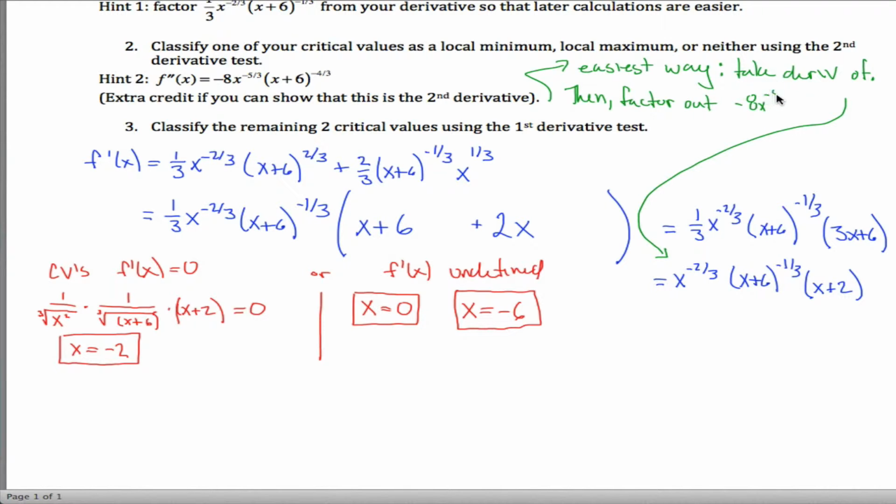-8x to the -5/3 times x plus 6 to the -4/3. Wait, factor that out. What are you talking about? All right, if you take the derivative of a product of a bunch of things, you're going to get the sum of a bunch of things, something plus something plus something, because we'll be using the product rule. Take this thing out of each of those terms. It'd be kind of weird to factor these things out with negative exponents. It'll be just like we did over here where you were factoring out negative exponents. Do that. Take that out.